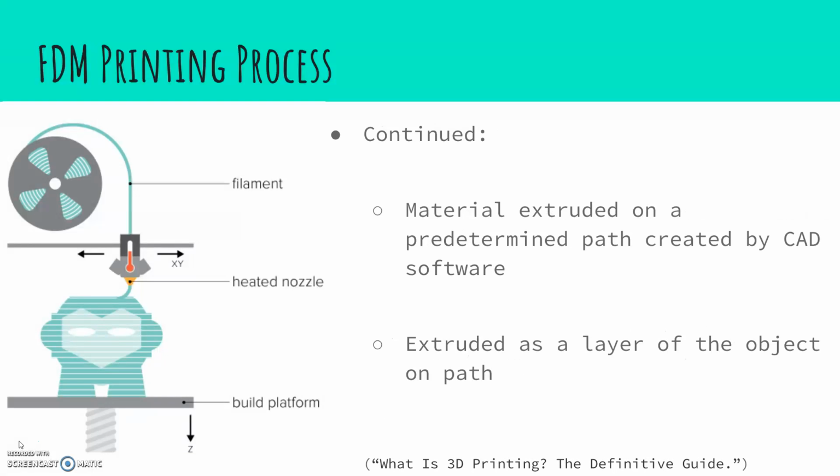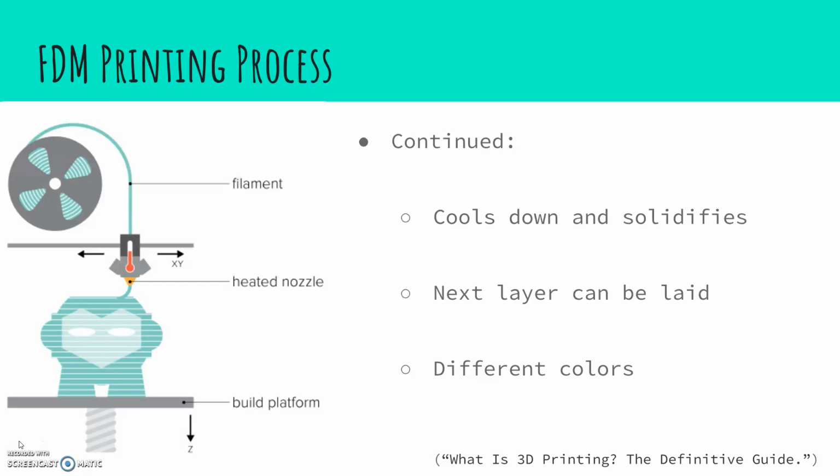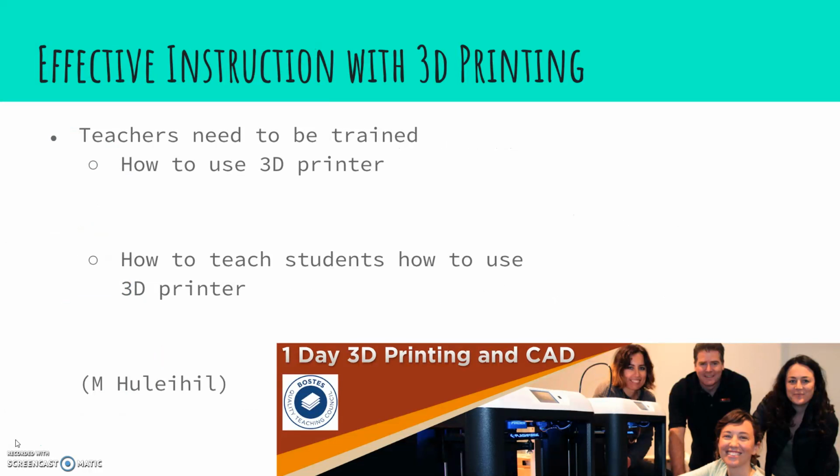And this material is extruded on a predetermined path that you have already created by the CAD software. And how it's extruded is by layer. So layer by layer on that path, it goes down and solidifies. The next layer can be laid, and these filaments come in as many colors as you can imagine.